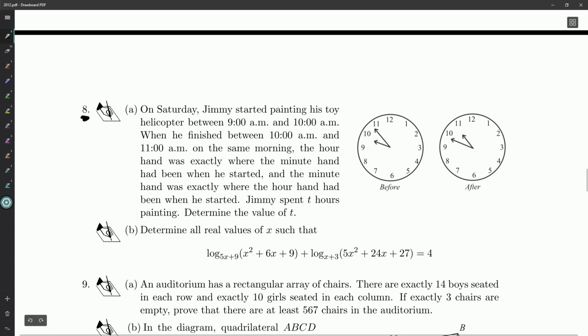What have we got? On Saturday, Jimmy started painting his toy helicopter between 9 a.m. and 10 a.m. When he finished between 10 a.m. and 11 a.m., so it took him at most 2 hours if he started at 9 and ended at 11. He finished between 10 a.m. and 11 a.m. the same morning. When he did that, the hour hand was exactly where the minute hand had been when he started, and the minute hand was exactly where the hour hand had been when he started. Jimmy spent T hours painting, determine the value of T.